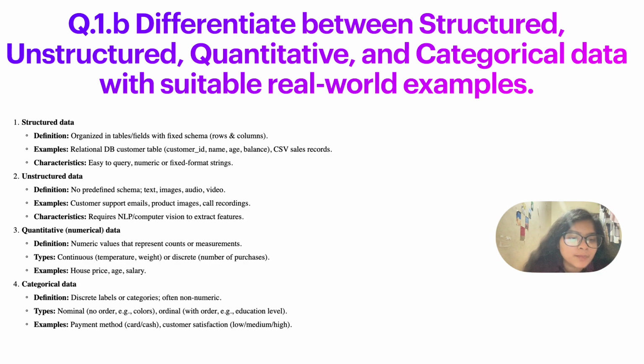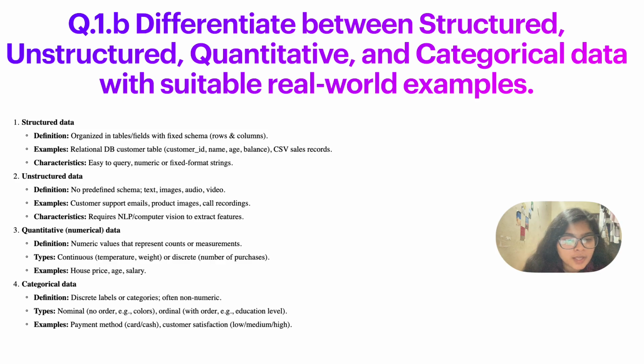Quantitative data means numerical values that represent a count or measurement. There are two types, continuous and discrete. Continuous means we can have any number in a range, and discrete means we don't have values in a range, we are bound to specific numbers.